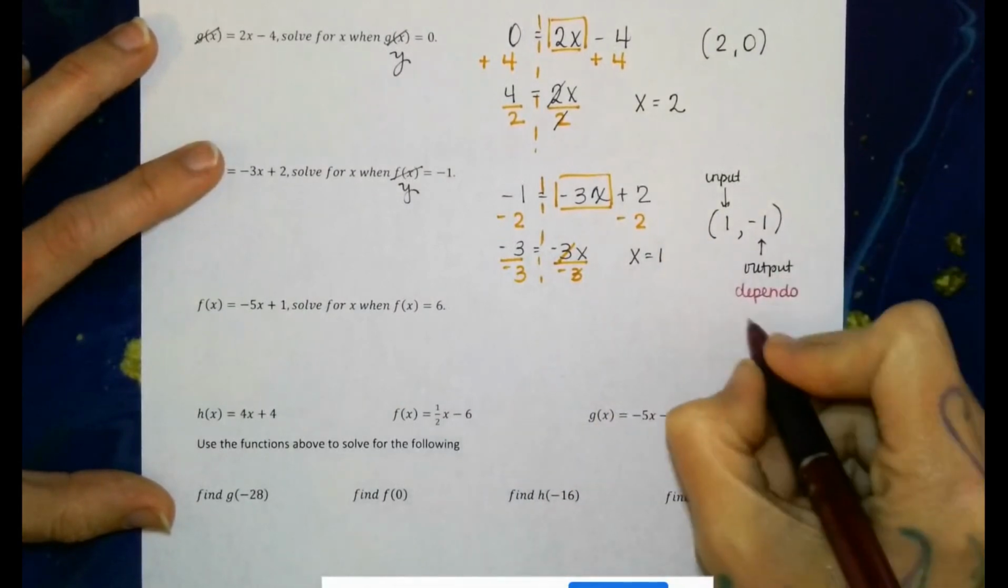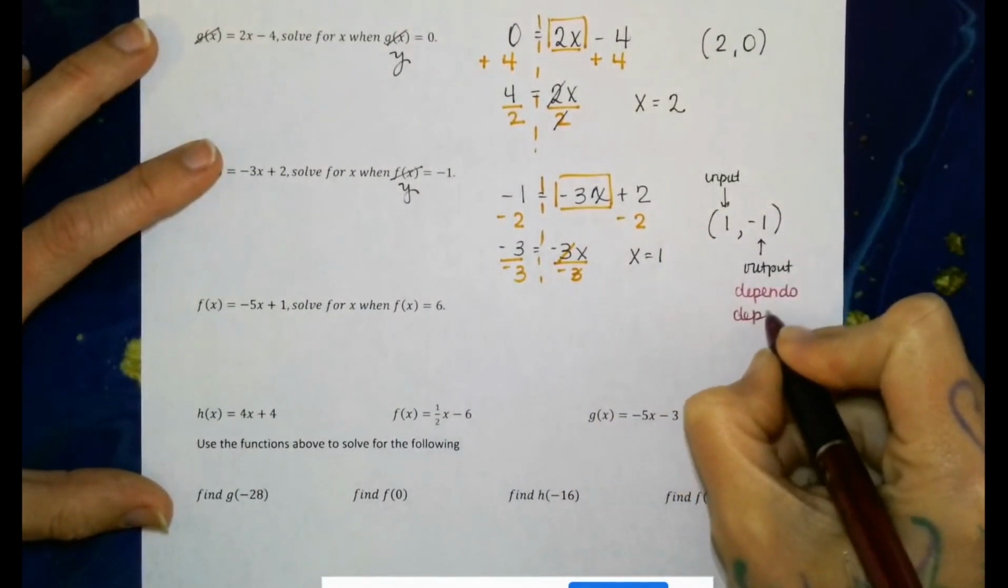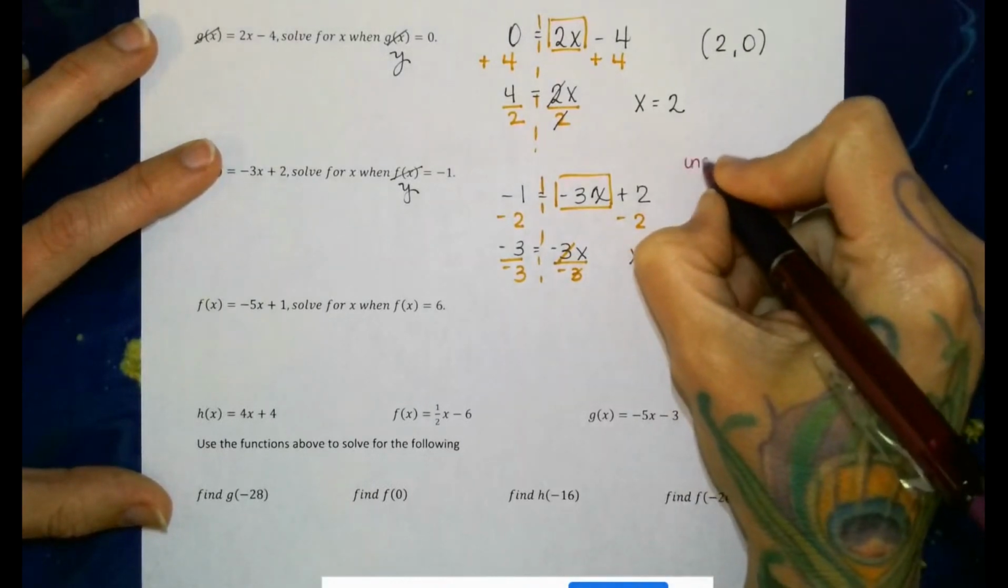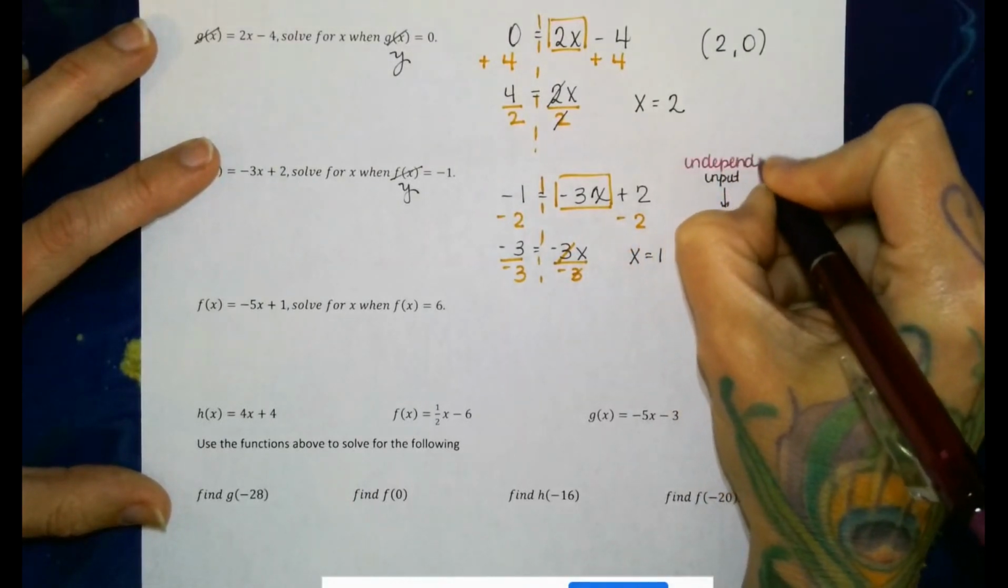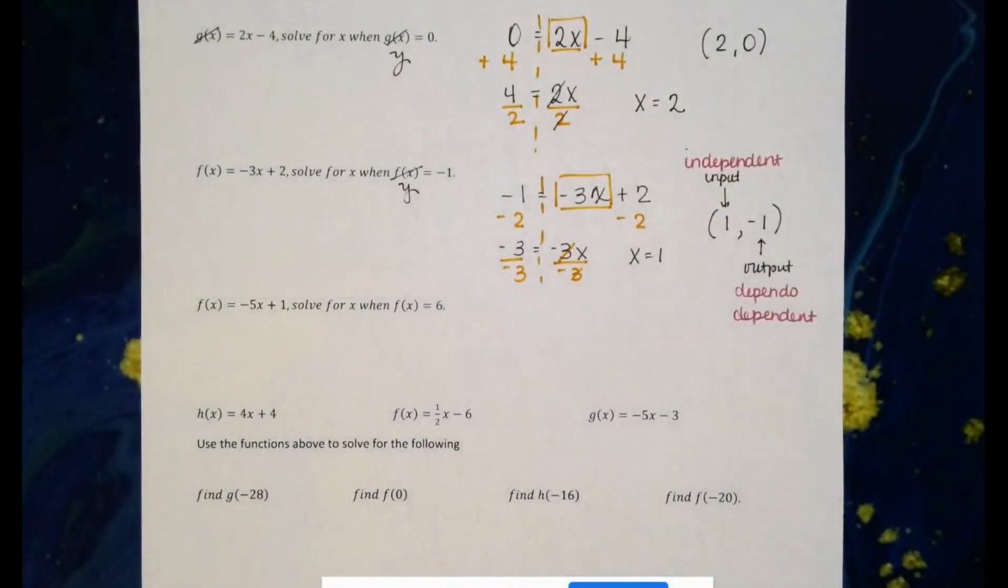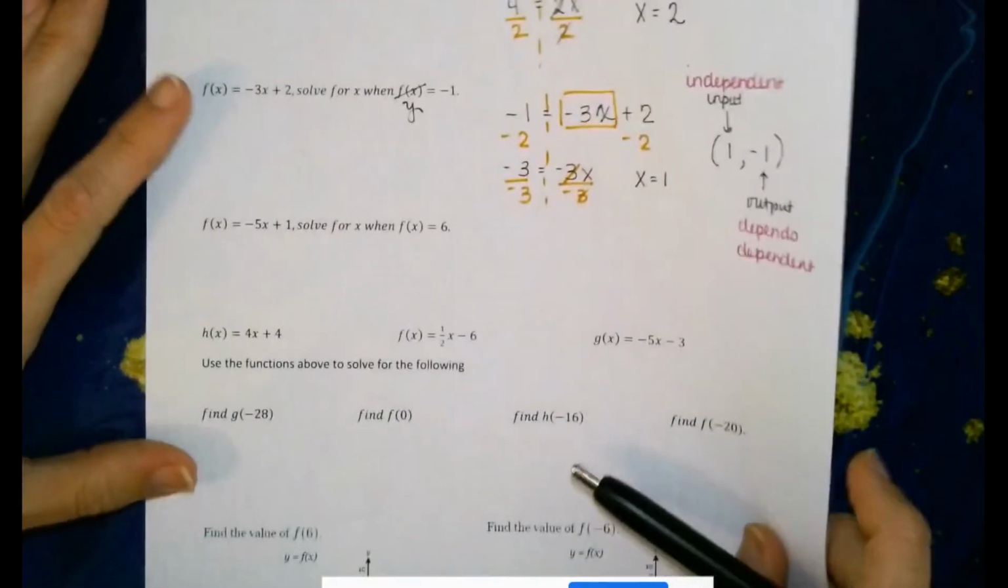So it is dependent on your x value. So the x value is independent. You make that decision, you throw it in the equation, and it makes something happen. It makes an output. So your x values are input and independent. Y value is output and dependent upon what you put in it. Like what x value goes into the equation depends on what output you get. All right, the next one.